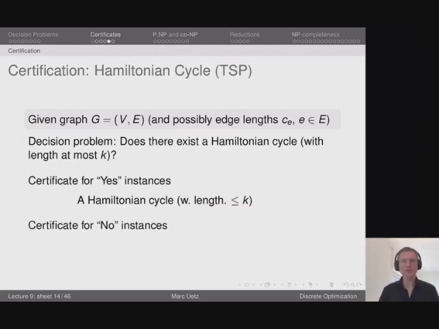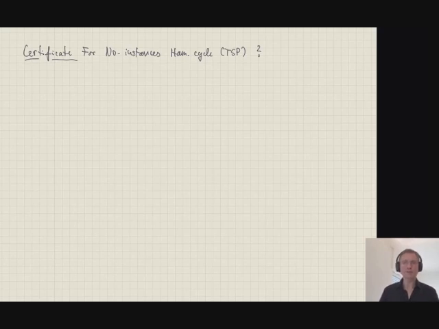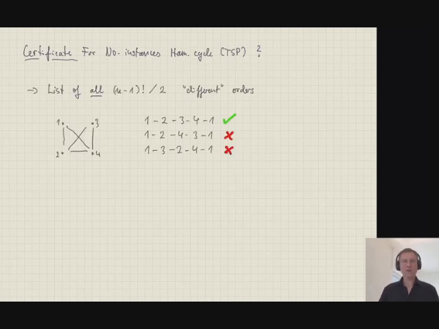But the certification of no instances is a bit more problematic here. How do we certify non-existence of a Hamilton cycle in a graph? What we are lacking is this nice kind of duality theorem that we were using in all the previous examples. For no instances, essentially, we don't know what to do, except for maybe giving me a list of all the possible orders of the nodes of the graph and then checking that none of them corresponds to a Hamilton cycle. So certification of no instances for the traveling salesman problem or Hamiltonian cycle problem is a bit problematic, it seems.